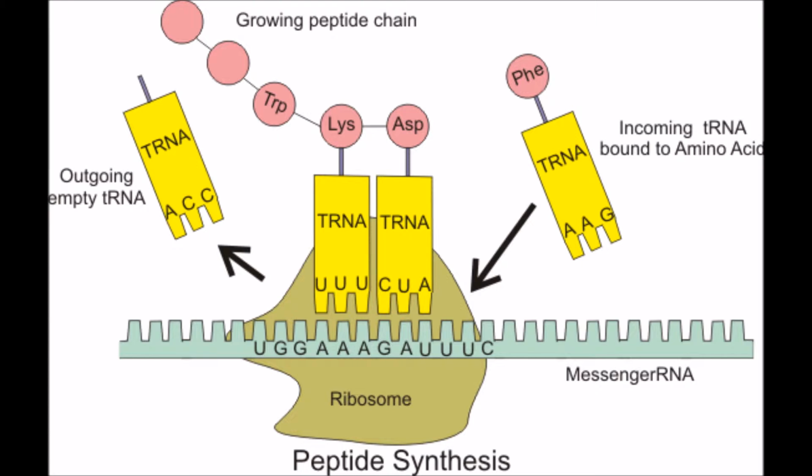rRNA, or ribosomal RNA, is located in the cytoplasm of the cell. In the cytoplasm, rRNA and protein combine to form a nucleoprotein called a ribosome. The ribosome serves as the site and carries the enzymes necessary for protein synthesis.